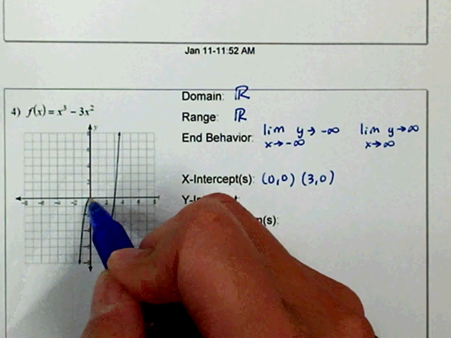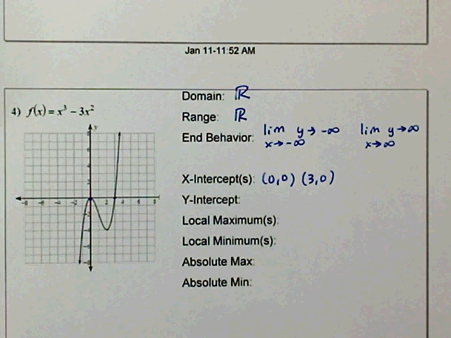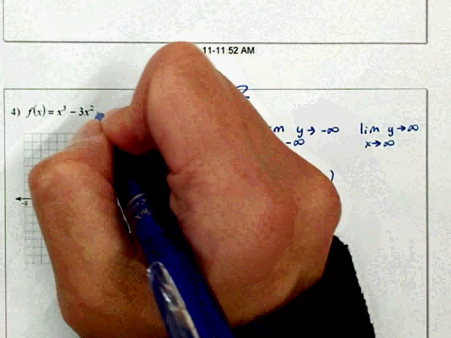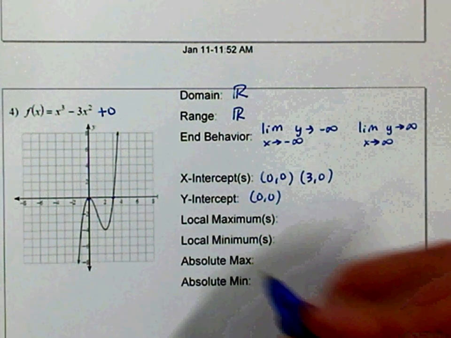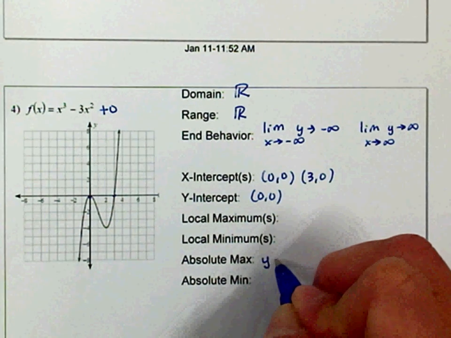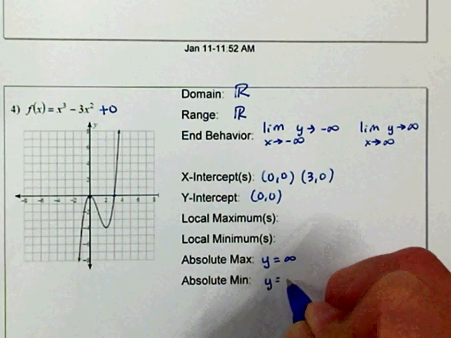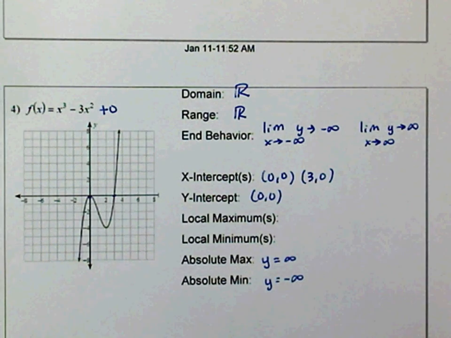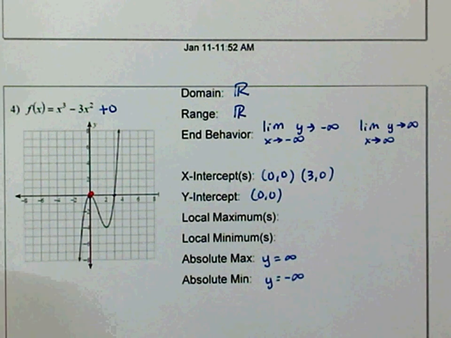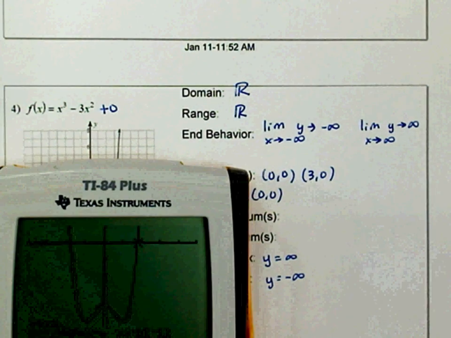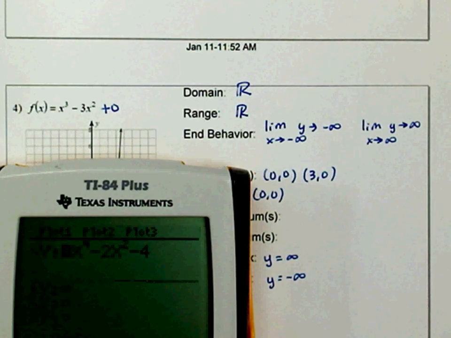Alright. Y-intercept, there's a +0 there, so that's 0, 0. Absolute maximum, y is positive infinity. Absolute minimum, y is negative infinity. Alright, let's go see if we can find our relative maximum. Okay, y equal clear. X raised to the third minus 3x squared. Okay, graph.